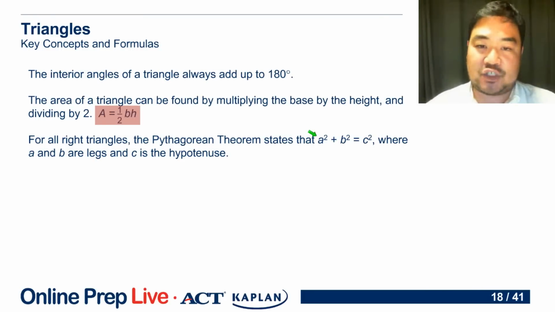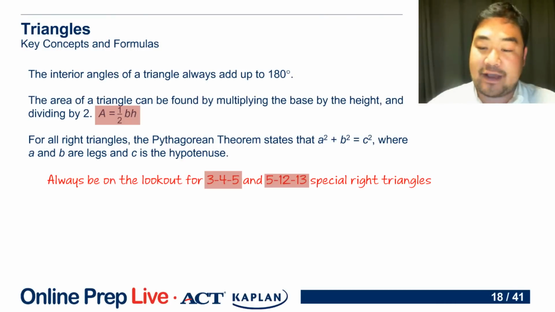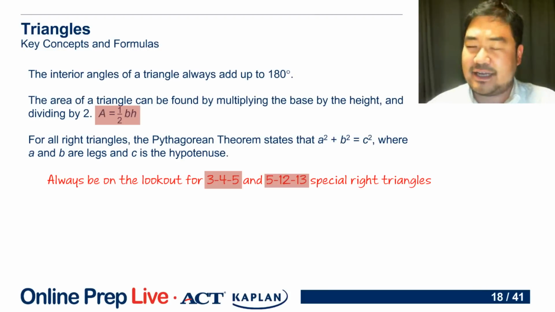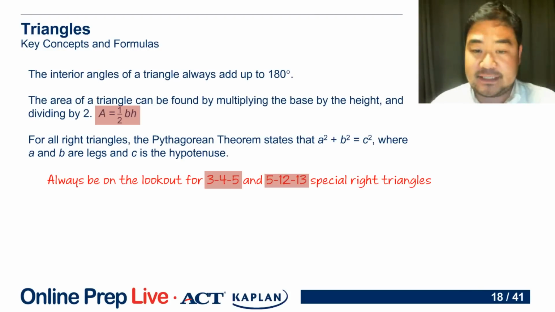A squared plus b squared equals c squared. A and b are the legs. C is the hypotenuse. And also, in particular for right triangles, look out for the 3, 4, 5 right triangle, the 5, 12, 13 right triangle, and also, if you want to jot this down as an extra note here, multiples of these. So for instance, type this into the chat.